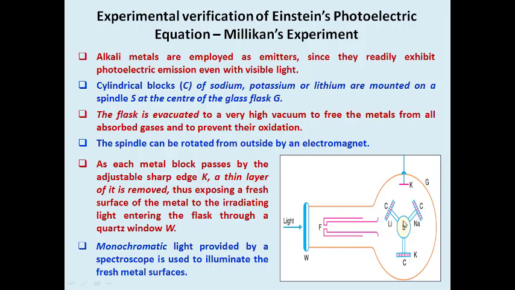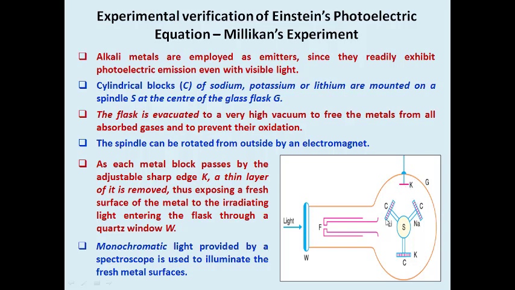The spindle which is connected with the alkali metals is easily rotated by using an electromagnet, and then the light is exposed over the metal. Because of the exposure to light, the metal may get oxidized, and there is a chance that this leads to a reduction in efficiency. So for that we are given a sharp edge K here.